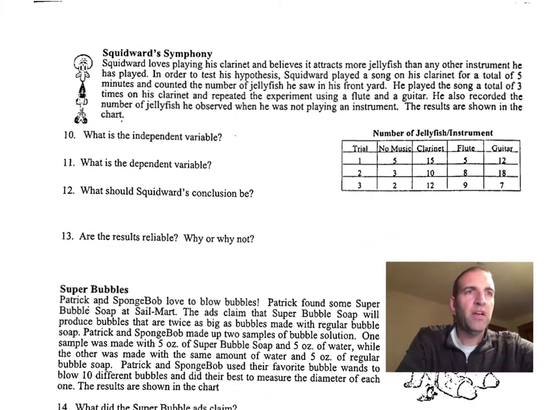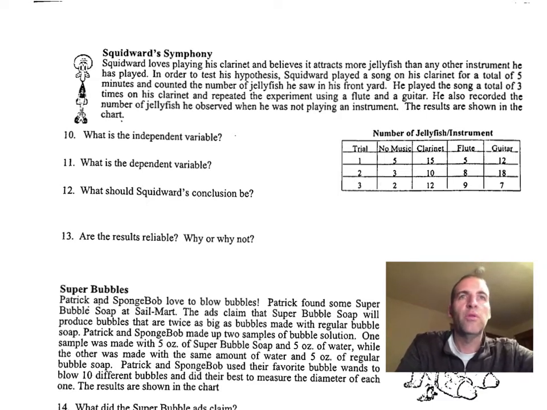So the first situation on the second page has to do with Squidward's symphony. It says Squidward loves playing his clarinet and believes that it attracts more jellyfish than any other instrument he has played. In order to test his hypothesis, he played a song on his clarinet for a total of 5 minutes and counted the number of jellyfish he saw in his front yard. He played the song a total of 3 times on his clarinet and repeated the experiment using a flute and a guitar. He also recorded the number of jellyfish he observed when not playing an instrument. The results are shown in his chart.